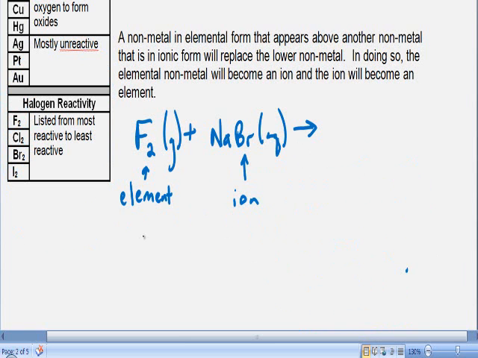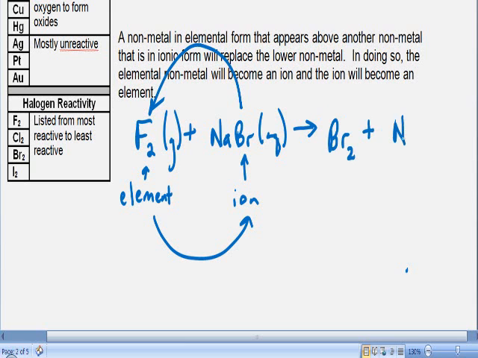What's going to happen is our element is going to replace the ion and turn into an ion, and the ion turns into an element. So what we're going to make here is elemental bromine, which is Br2 because it's in the Hunkelbrief series, and then we're going to make sodium fluoride. Now sodium is 1 plus, fluoride is 1 minus, so the formula of the compound sodium fluoride would be NaF, which is now aqueous.